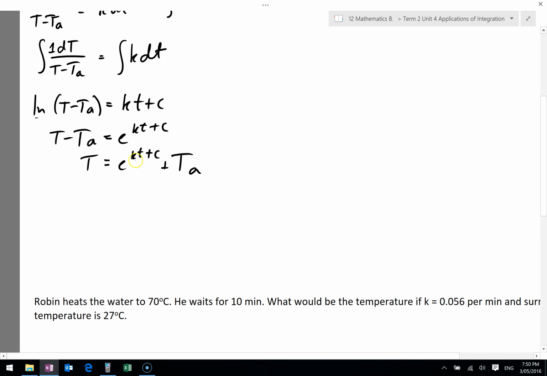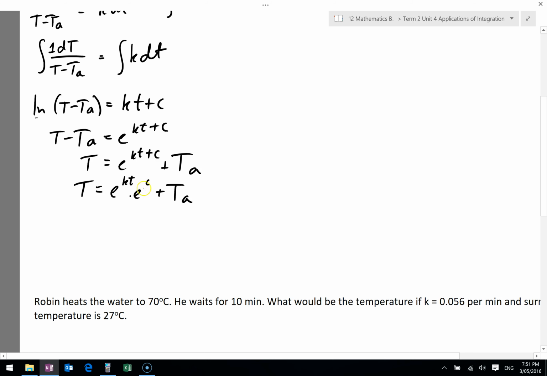K is okay because that's like the rate at which it's decreasing. This plus c I don't really like. I'm going to try and get rid of it. So e to the power kt times e to the power c, because these are multiplied, I'll add the powers and end up with what I had there. I'm just undoing those index laws, plus TA.